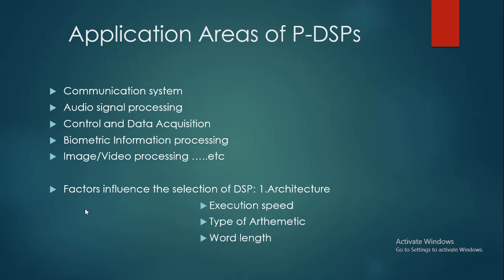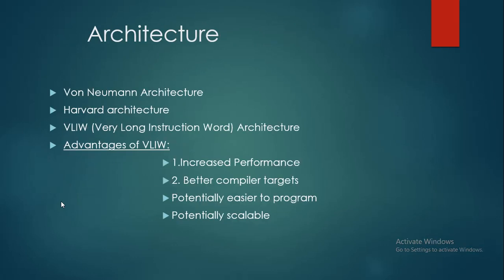The factors which influence the selection of a DSP are architecture, execution speed, type of arithmetic, and word length. These are the four important factors which influence the selection of a DSP. According to architecture, many architectures have been introduced since 1946. The first architecture was introduced by John von Neumann, consisting of three different buses: data bus, address bus, and control bus.